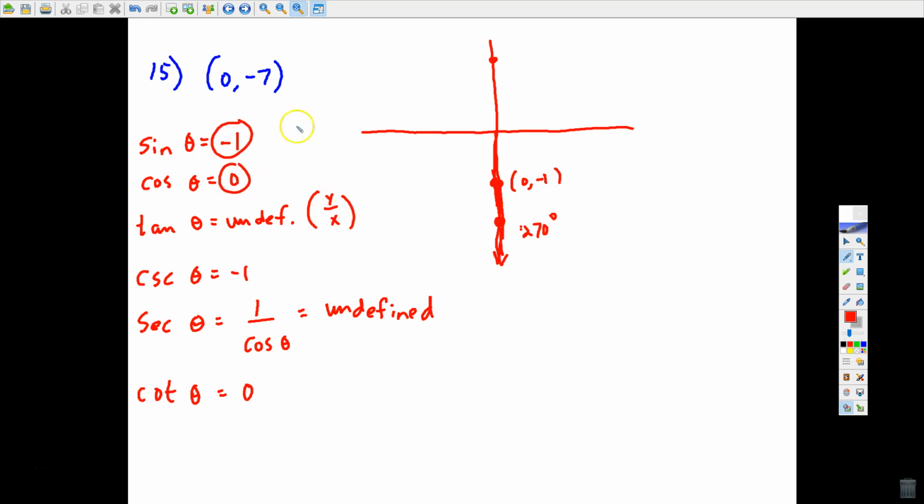And those are the exact same answers that you got for the example in your notes, 0, -4. So if you got these right in your notes, it's the same answers for 0, -7. It would be the same answers for any point that happens to fall on the negative y-axis. Okay, so I'll just go ahead and finish circling these and we'll move on.